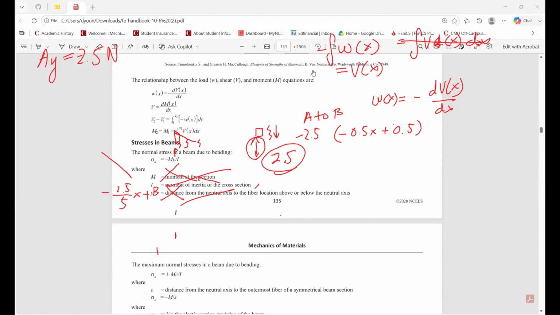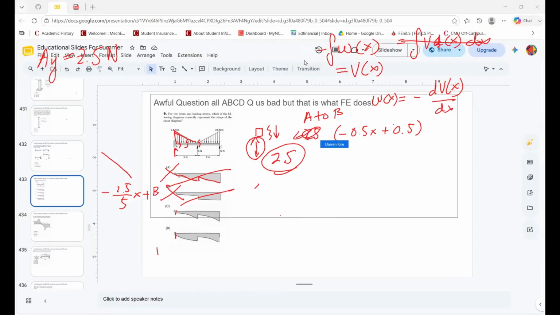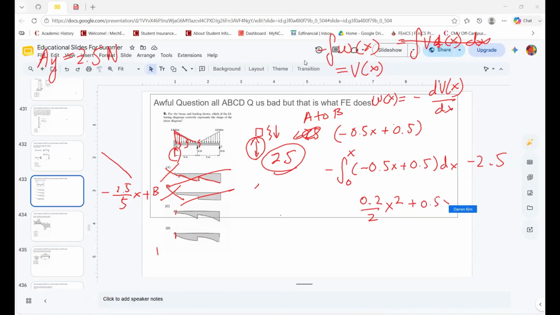So with that said, we go back over here. I guess this doesn't matter anymore. We did the integral from 0 to x of negative 0.5x plus 0.5, and there's negative 2.5, but we already know that from previously. So we do this integral. We'll get 0.5 divided by 2 x squared plus 0.5x. And then it's going to be minus, minus, plus, minus. So in the end of the day, we get this form.